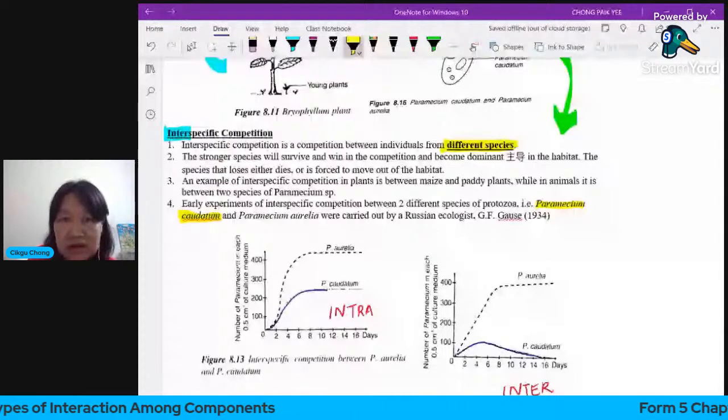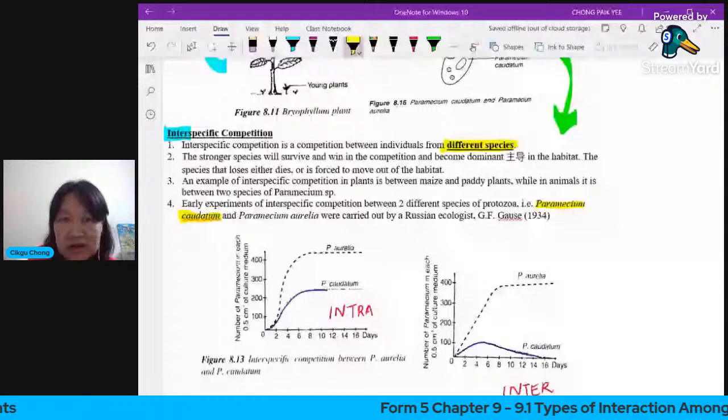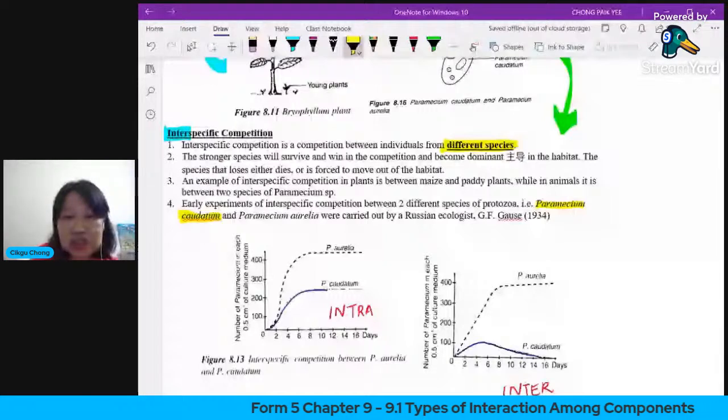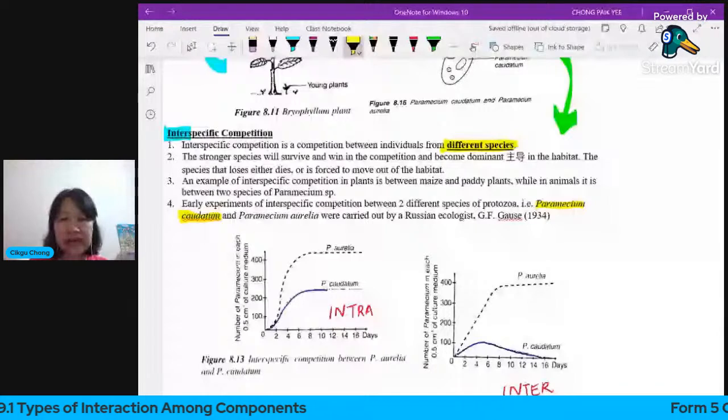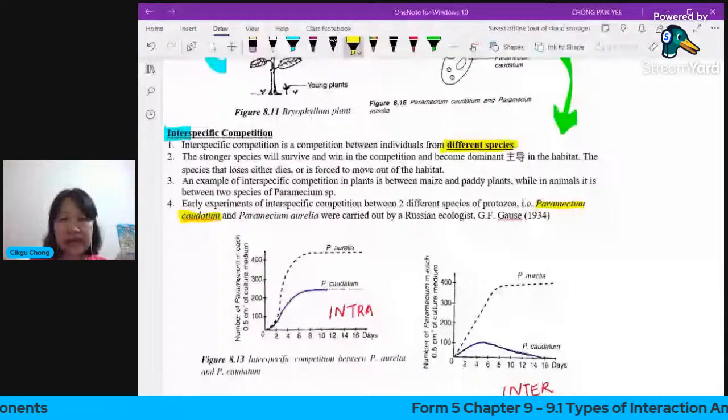Now for plants, interspecific competition is between maize and paddy. That means in a plot of land, you plant your maize and paddy together, maize and paddy in the same place. That is considered interspecific. Okay, now look at this experiment here.